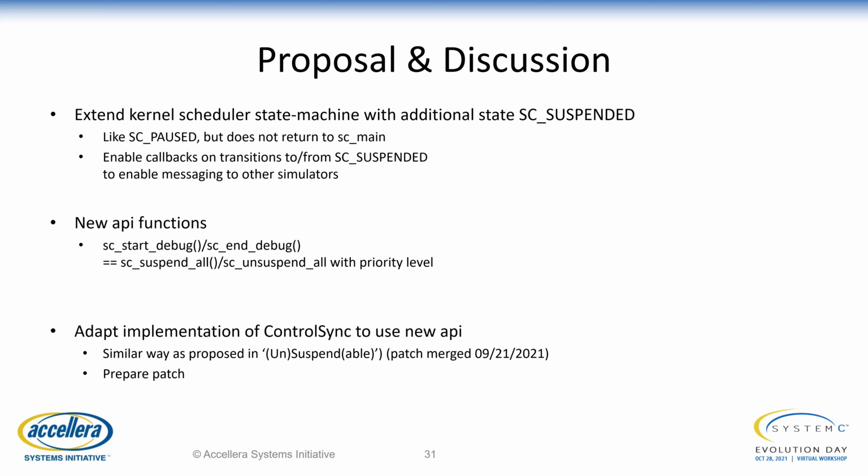So for that, I would need to have some new API functions, which I would call SC start debug and SC end debug, which basically look a lot like the SC suspend all and SC unsuspend all, but with more of a priority level. So setting this priority level would mean that you could not temporarily unsuspend the simulation again.